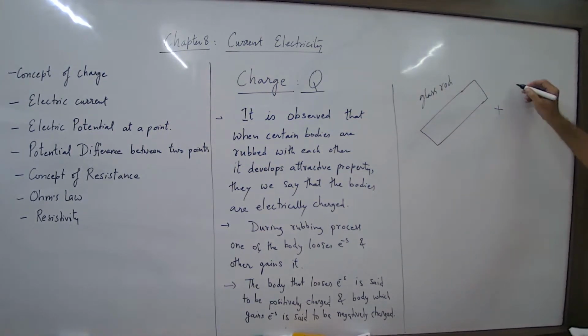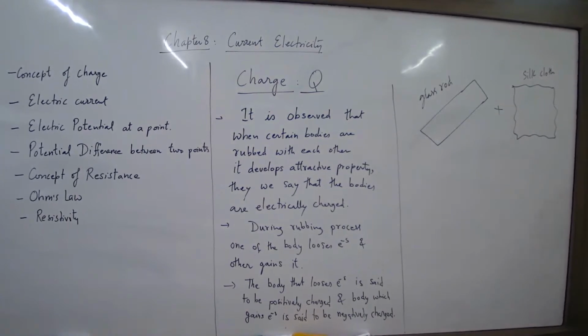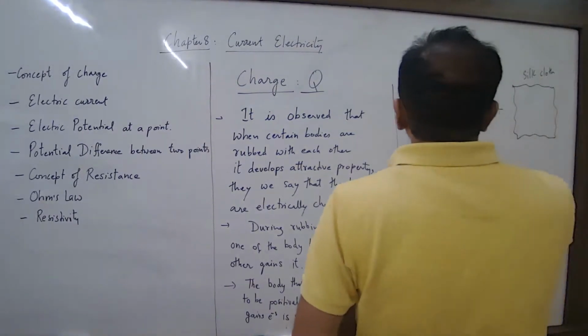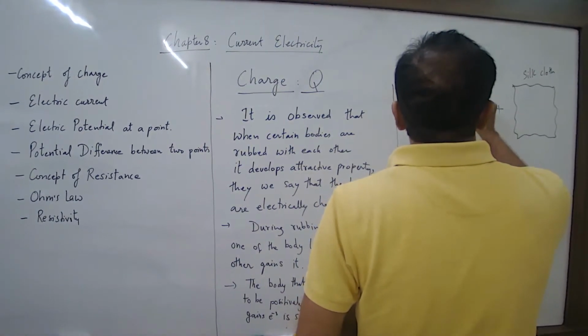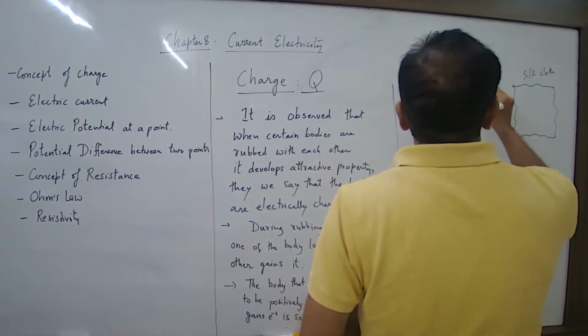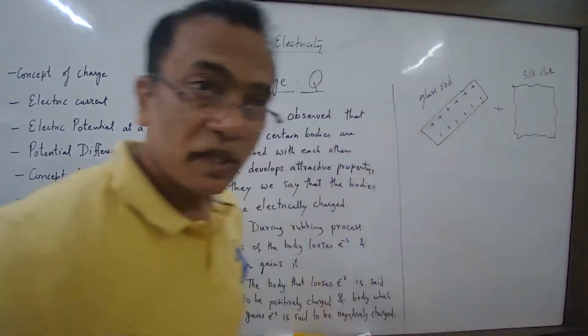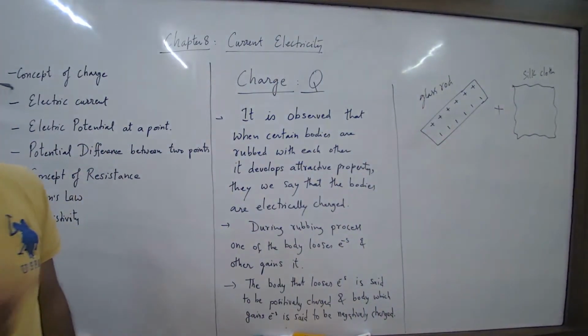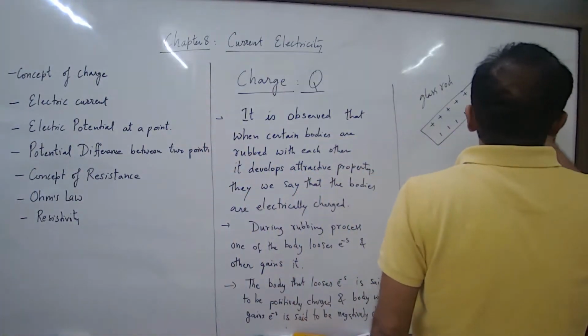And we have a piece of silk cloth. Okay, this is silk cloth. So when a glass rod is rubbed on silk cloth, what happens? See, initially it will have an equal amount of positive and negative charges, because any substance is electrically neutral. So it has an equal number of positive and negative charges. Here also.